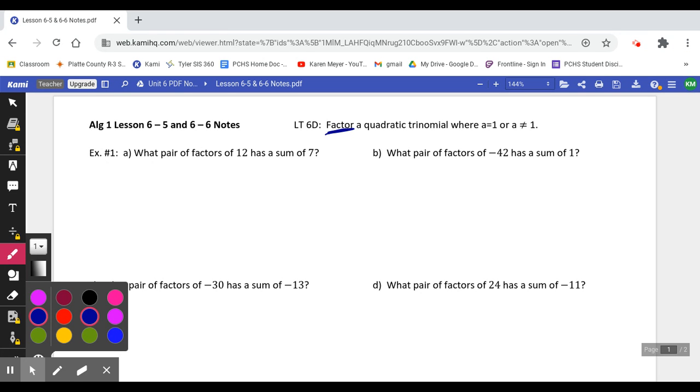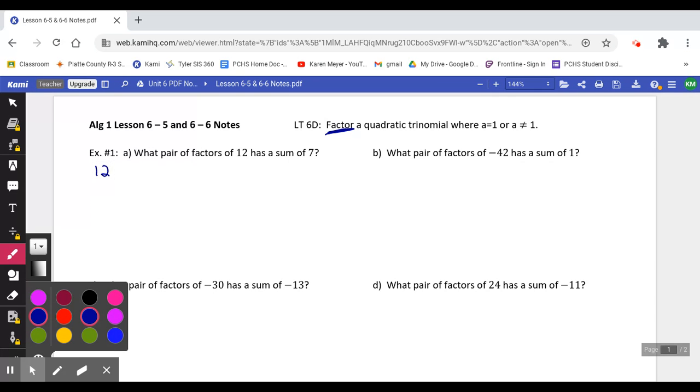So on A, I want you to pick two factors, which means tell me two numbers that multiply for 12 and have a sum of 7. So pick two numbers that multiply for 12 and add for 7. If you know them off the top of your head, fantastic. If you do not, then I would make a little chart.